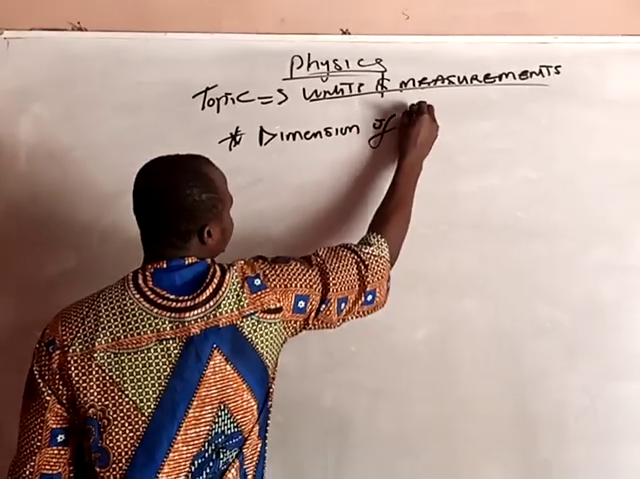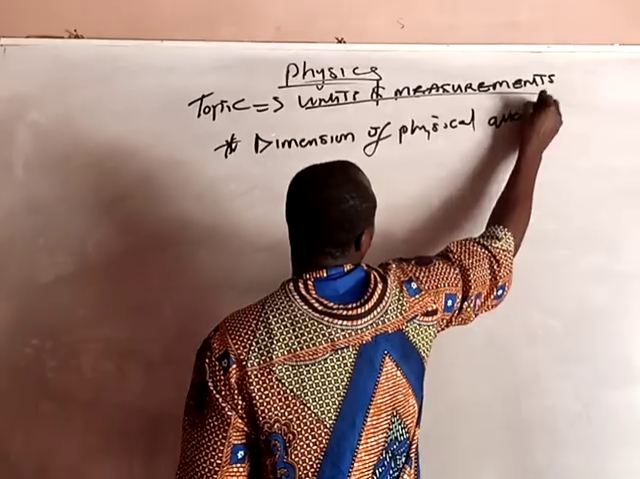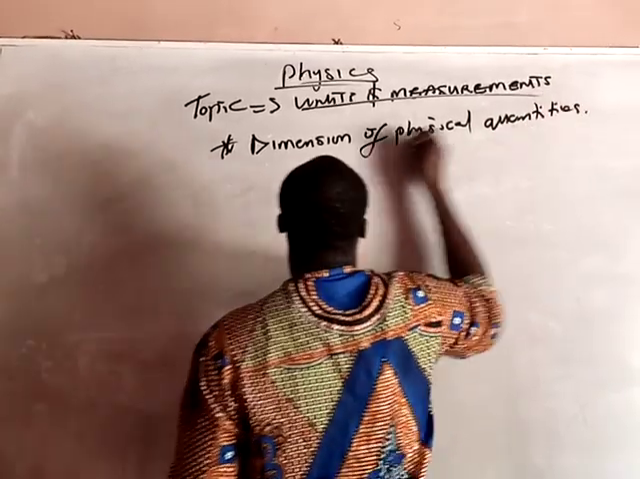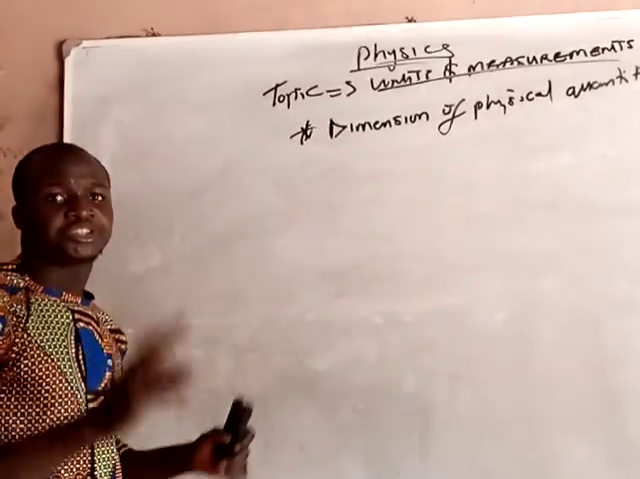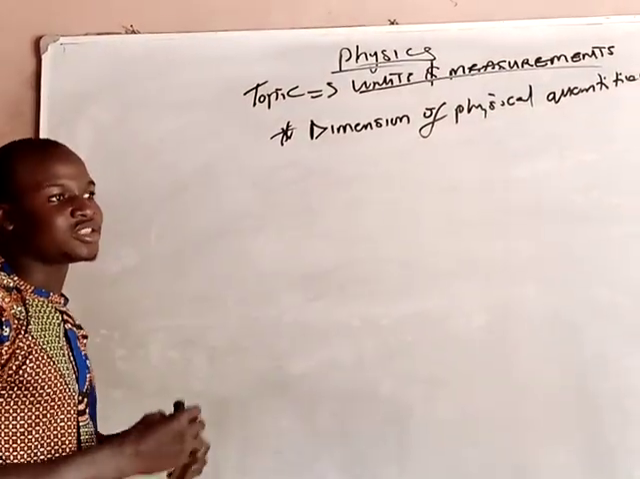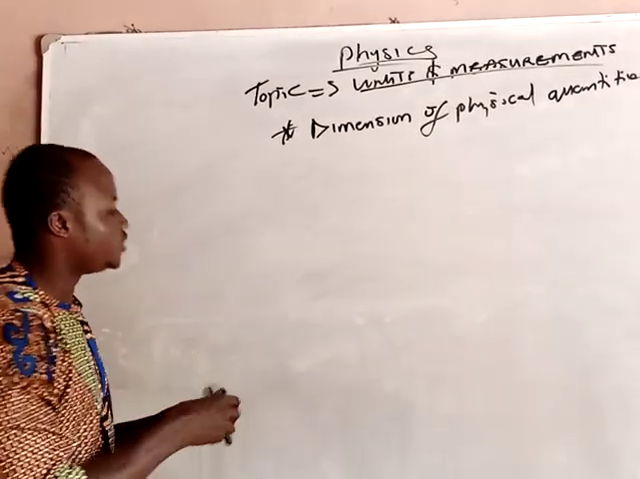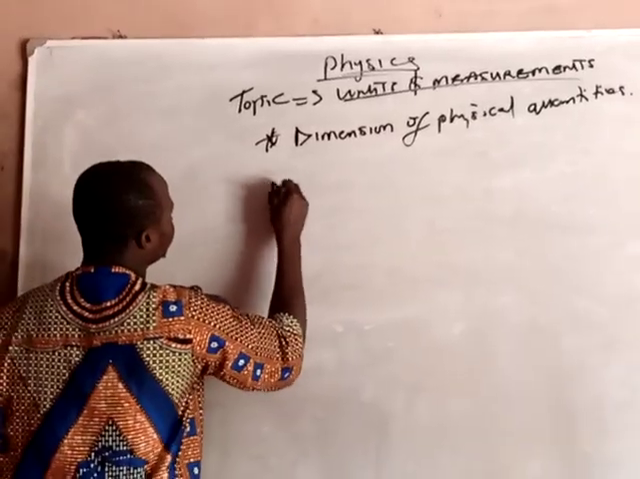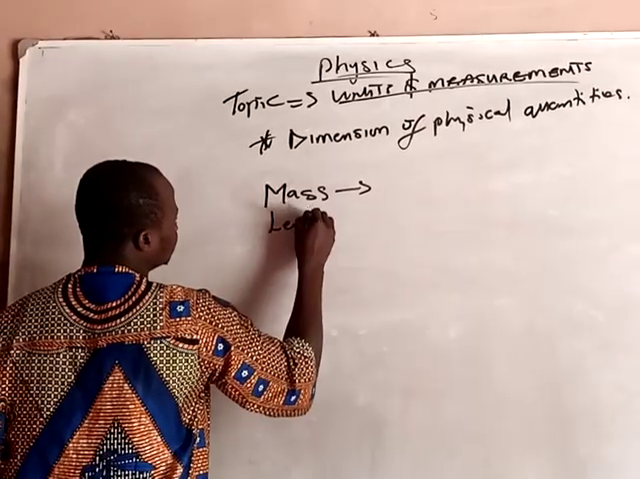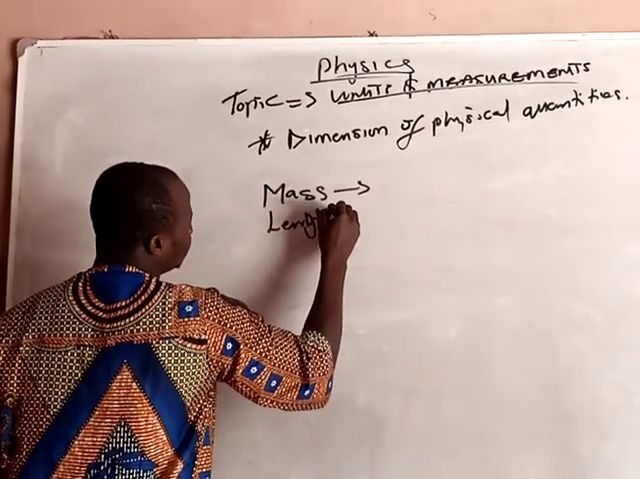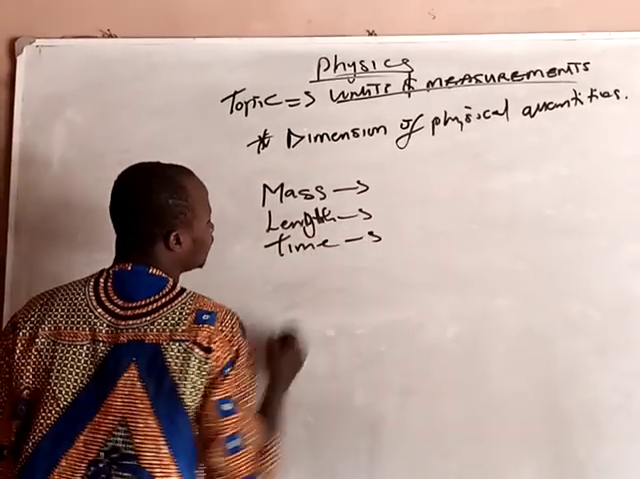Dimension of physical quantities. Very important. In dimension, there are three basic fundamental quantities that we are going to use. We have mass, we have length, and we have time. Don't forget that.